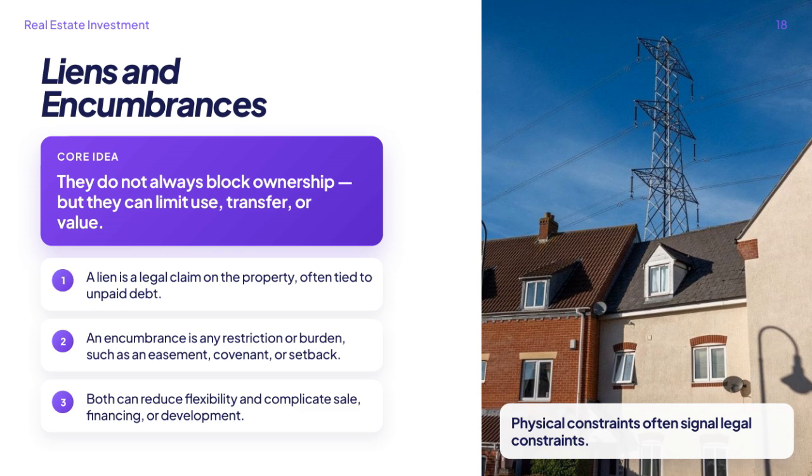On the other hand, an encumbrance refers to any restriction or burden on the property. Examples include easements that allow others to use part of the land, covenants that impose certain conditions, or setback requirements that limit where structures can be built. Both liens and encumbrances can reduce your flexibility with the property. They often make selling it more complicated, affect financing options, and limit development potential. A key idea to remember is that physical constraints on a property often hint at underlying legal constraints. Recognizing these factors is crucial when evaluating real estate investments.